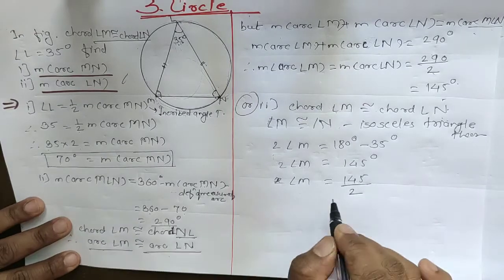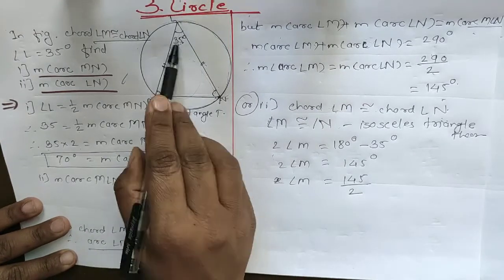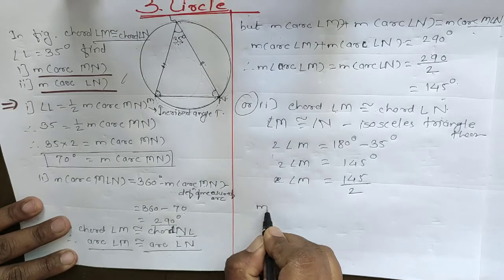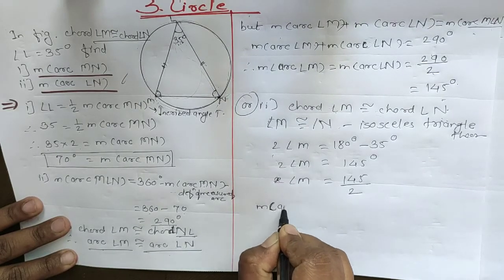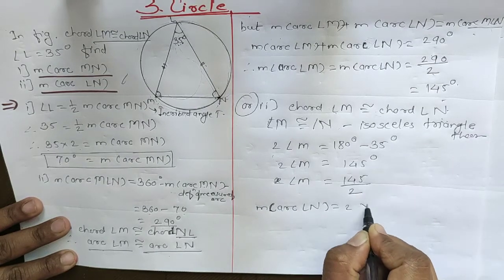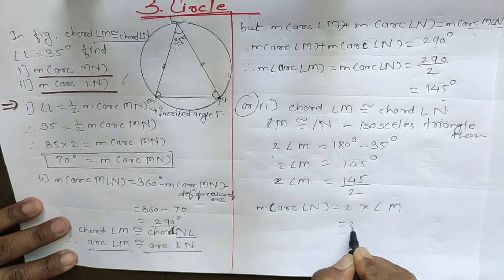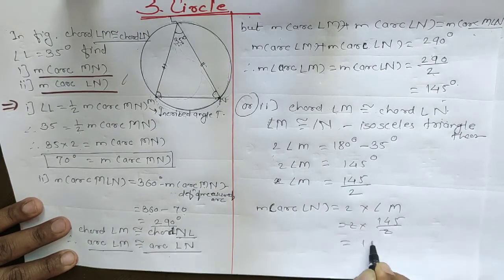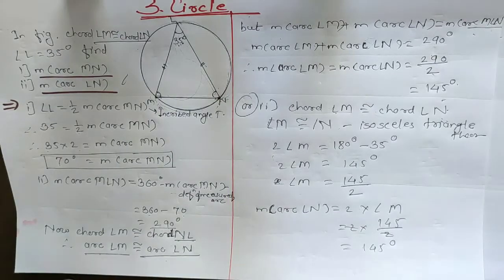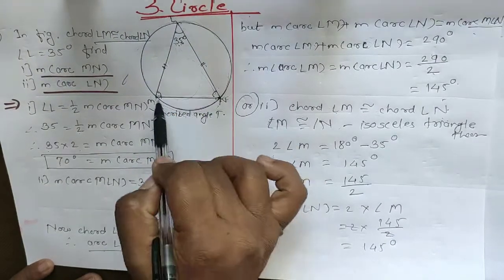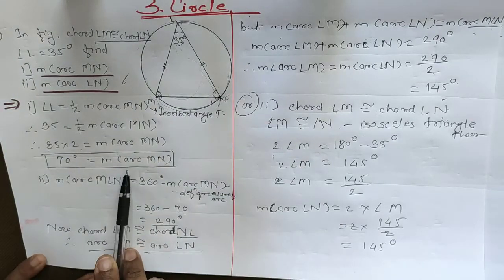Okay, that we get. Now angle M is there, and its double is arc LN. So measure of arc LN is equal to 2 into measure of angle M. So 2 into 145 upon 2, the 2 gets cancelled with 2, so 145 degrees remain. So you can solve this example in 2 ways. First you understand that it's double angle M, so you got the answer here.